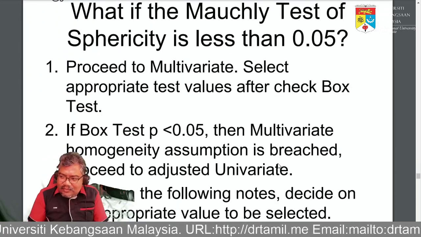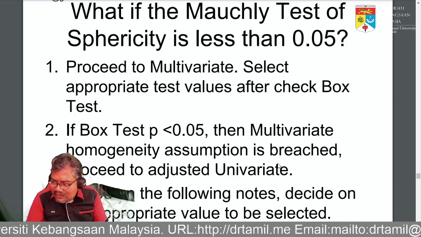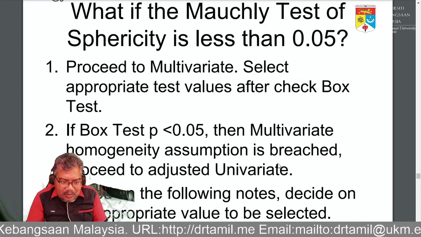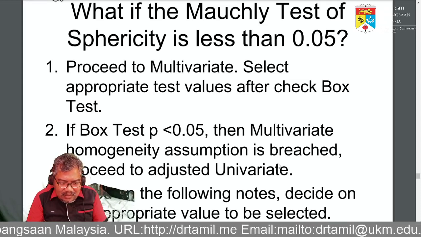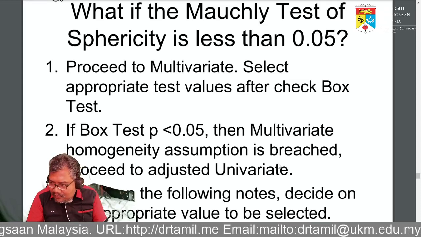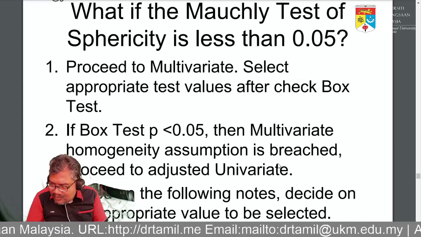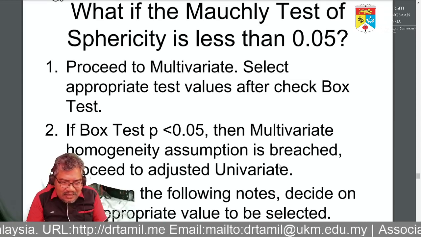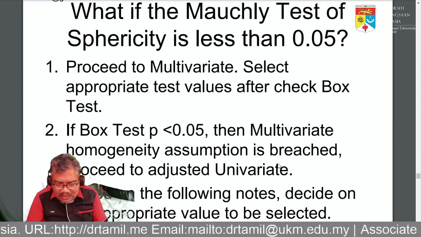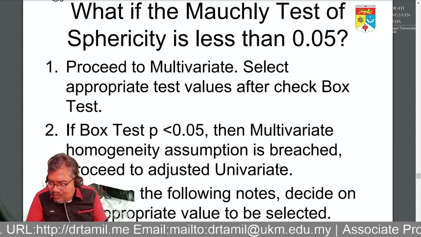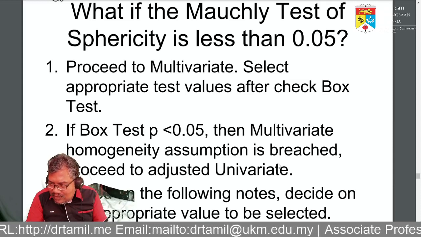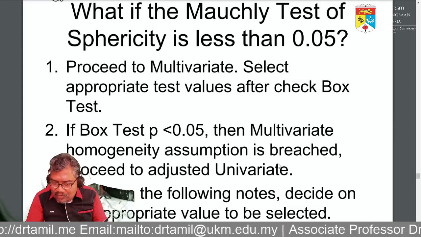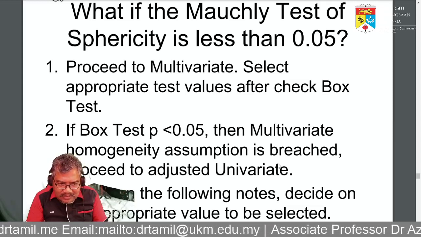So in short, if the Mauchly sphericity test is less than 0.05, you proceed to multivariate. Select the appropriate test values after checking the Box test. So you look at the multivariate. The Box test indicates that it is valid. Then you can either select Pillai or you can select the Wilks' lambda.